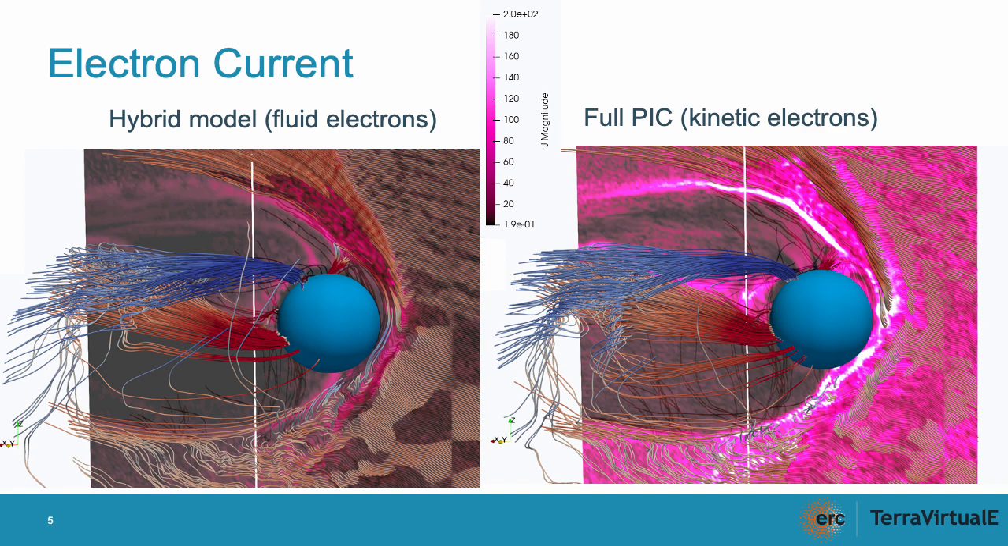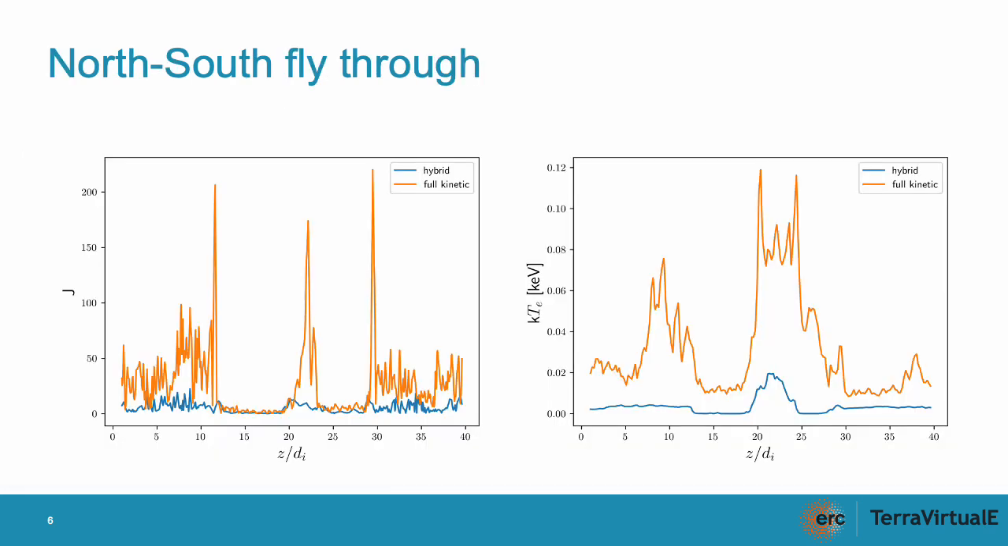So we will now look at a virtual fly-through using a virtual satellite, flying through the white line that you see from north to south, or rather from south to north, and going up. And we will see in the next slide what are the conditions along this line. So you see here on the left the current, and on the right you see the electron temperature in kiloelectron-volt.